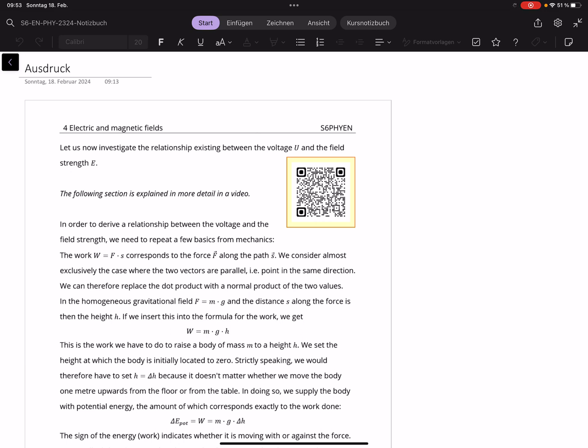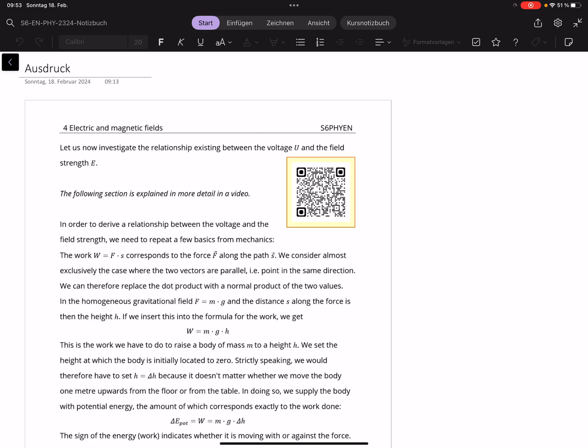And in the electric field, it is quite similar, with one major difference: the field is caused by electrical charge. Now, when another charge is located in this electrical field, it gets electrical potential energy from that field.